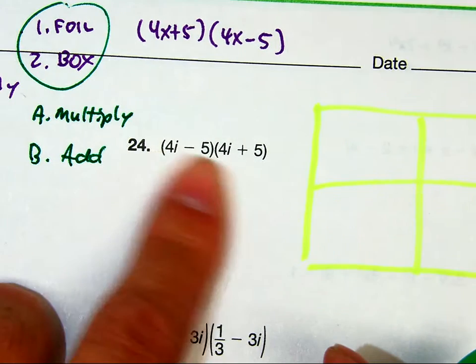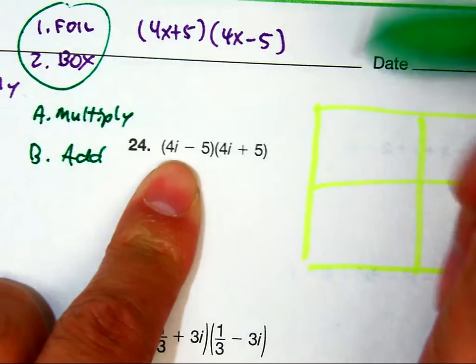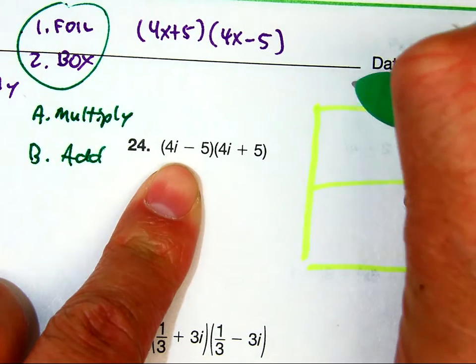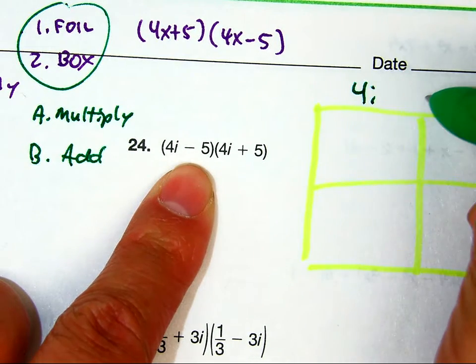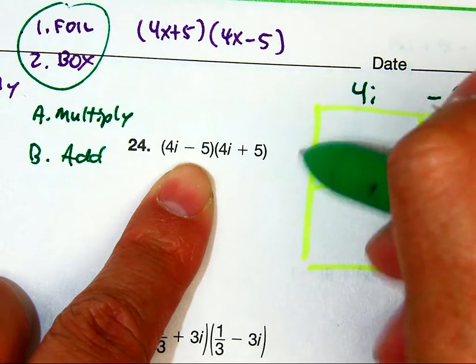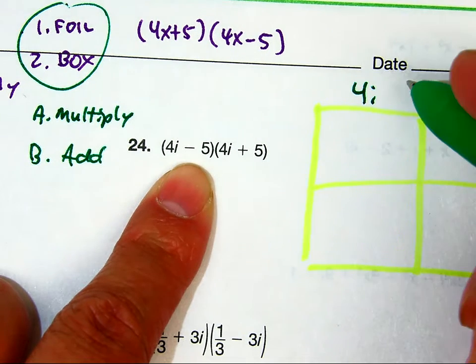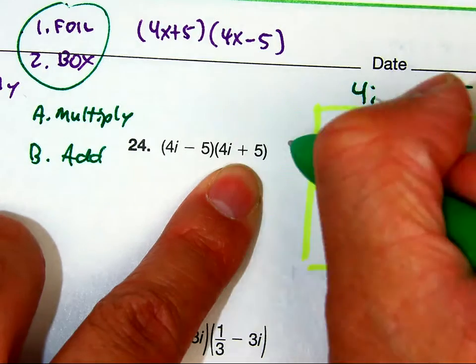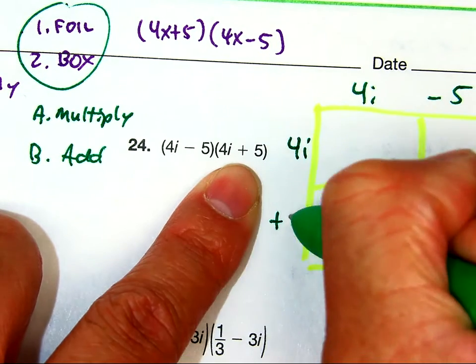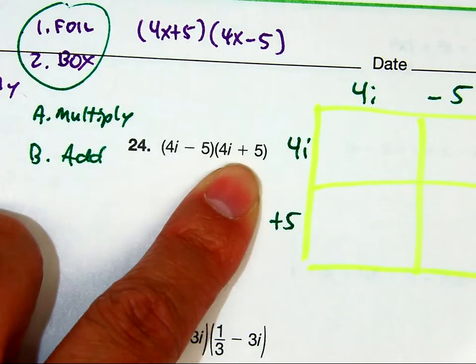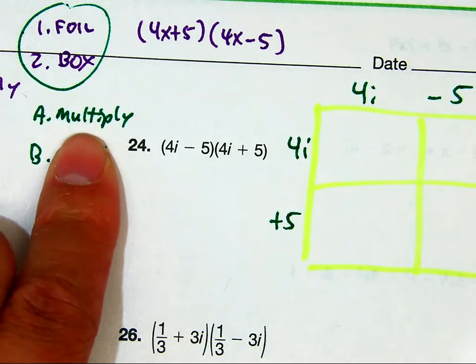Now, let's write these here on the sides. So, 4i minus 5, you can write here at the top, or you could have written on the side. It does not matter. The order doesn't matter because of the commutative property of multiplication. 4i plus 5. Let's go ahead and multiply together, class.